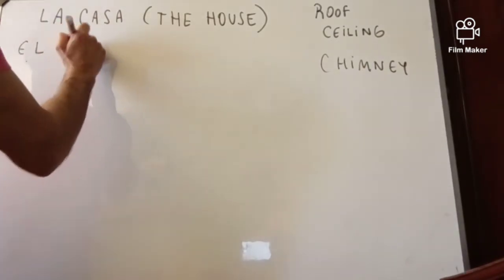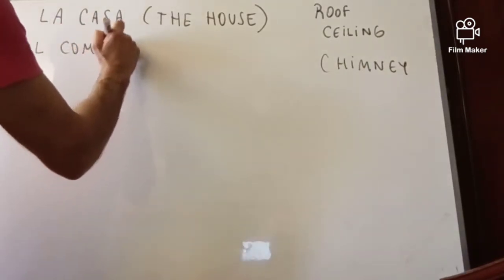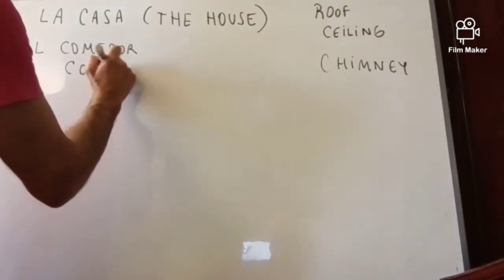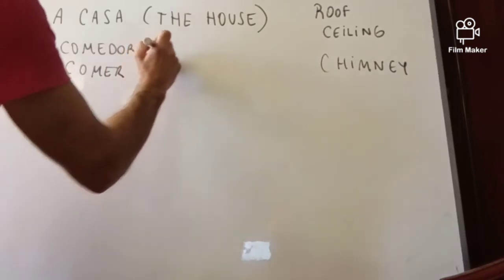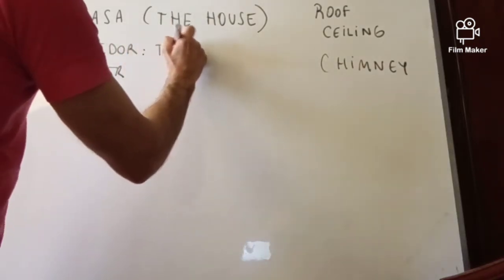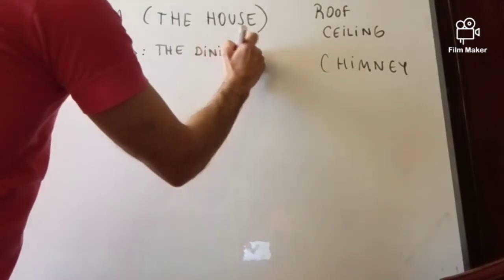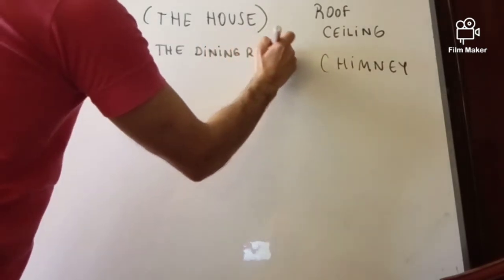El comedor, it comes from the verb comer, that means to eat. So this is what you call the dining room. The dining room.